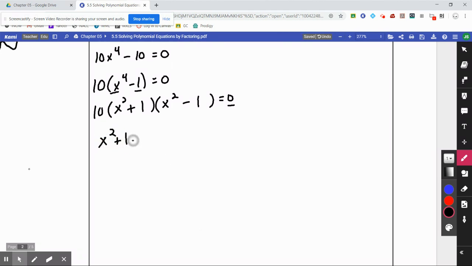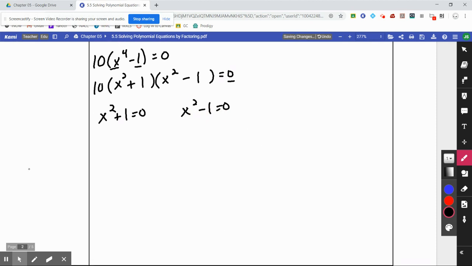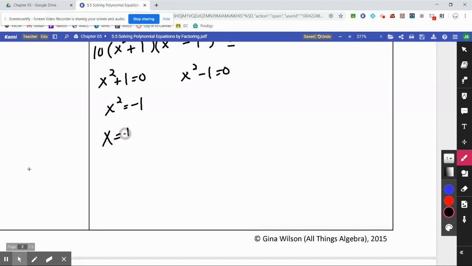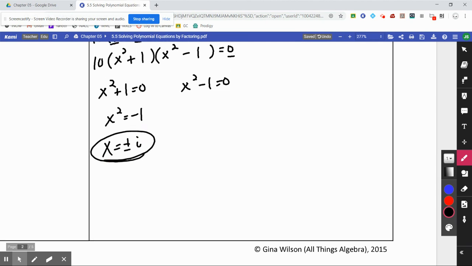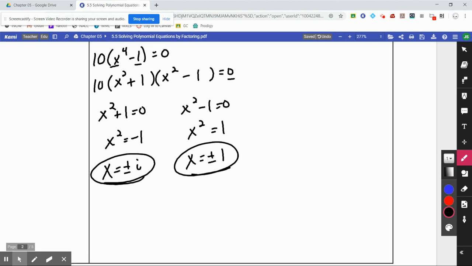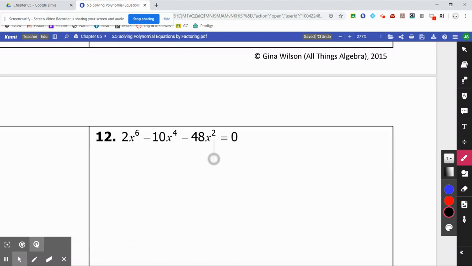The other 2 factors, let's set equal to 0. I'm looking for 4 total roots here. Move the 1 over, gives you x squared is negative 1. So x is equal to plus and minus the square root of negative 1. Square root of negative 1 is i. Move the 1 over, gives you x squared is 1. So therefore, x will be plus and minus the square root of 1, which is 1. And that's the exact same answer you would have got if you would have factored that into x plus 1 and x minus 1. Okay, the next one, number 11.